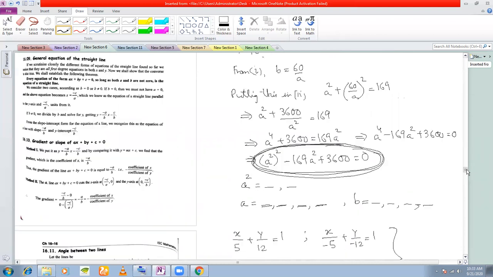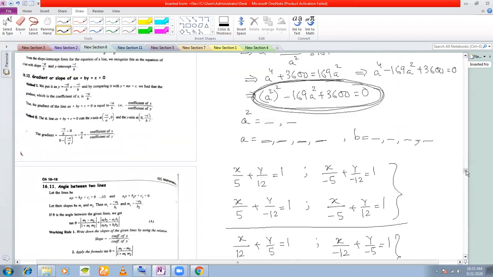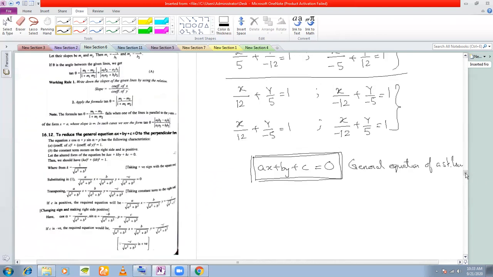But remember that this ax plus by plus c is called the general form of the equation of a straight line. And I also mentioned earlier that from the general form, if you want to find out the slope of a straight line, how do you find? It is minus coefficient of x by coefficient of y.